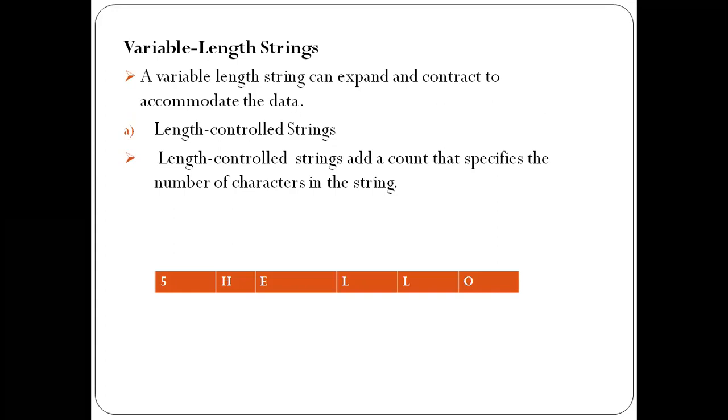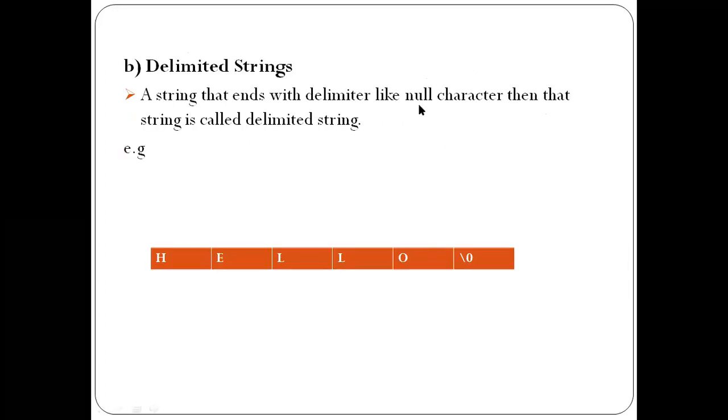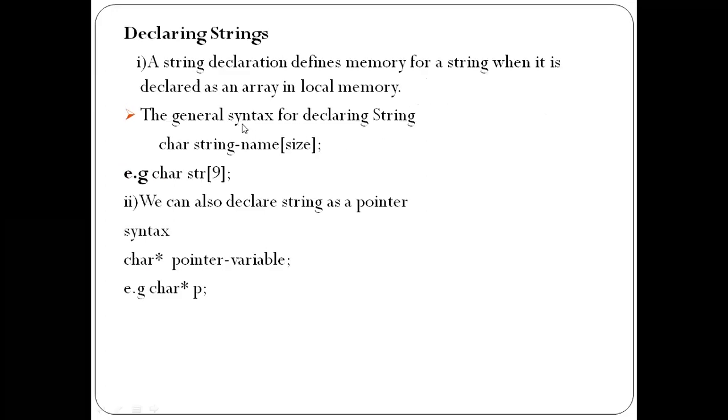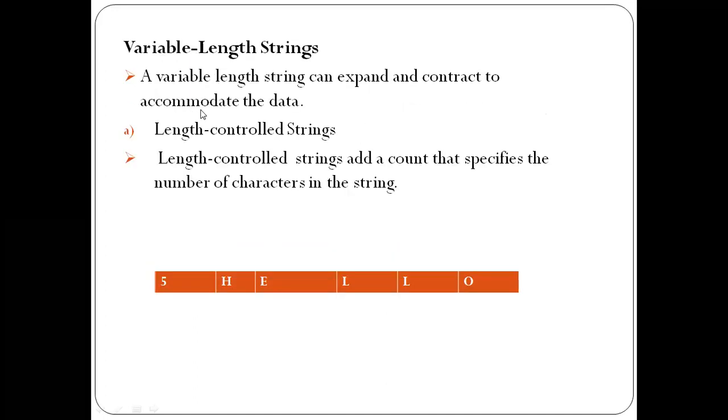Variable length string. A variable length string can expand and contract to accumulate the data, and it can be defined as a length controlled string. Here the variable length is what the user requires, and the size is defined in a function. When you increase the string size, it is ready to increase the size.